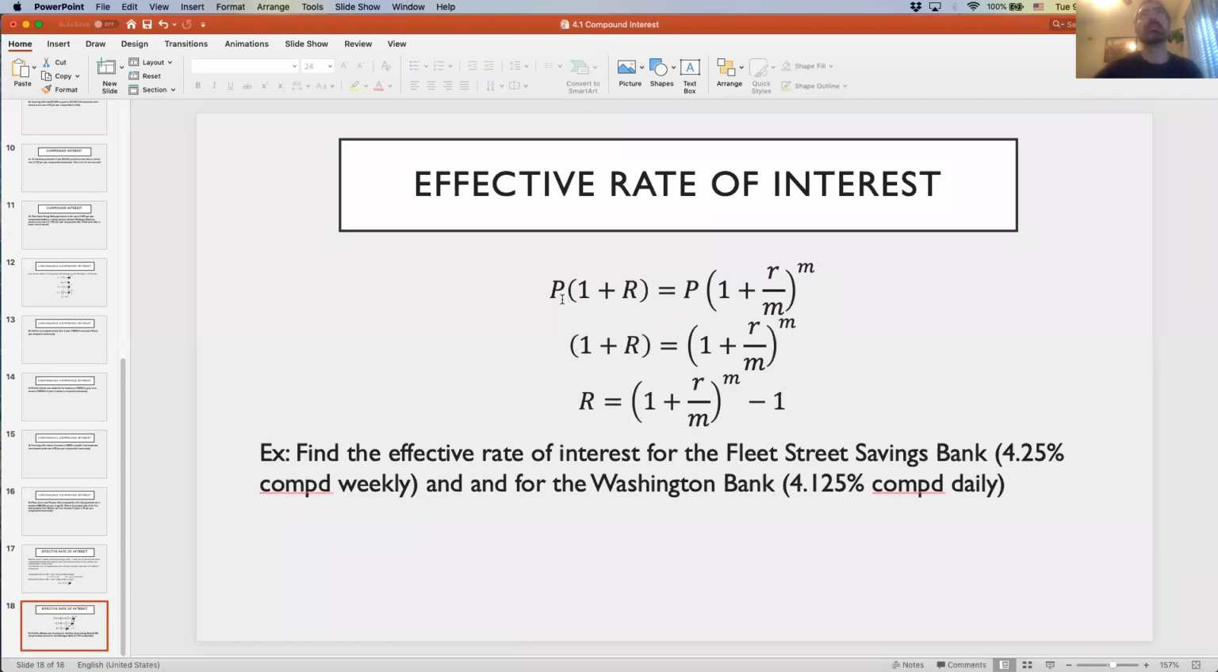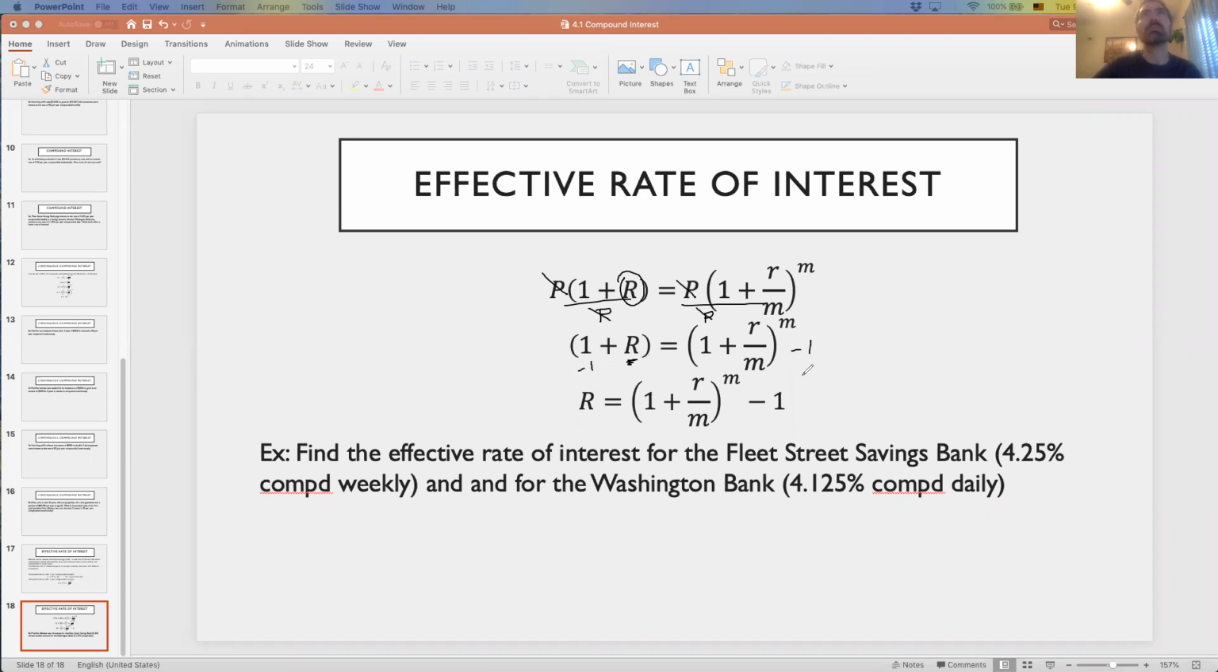All right, here we've set those two equal to each other. P times 1 plus R equals P times 1 plus R over M to the M. And we're going to go through the process of solving for R. So to solve for R, we need to get R by itself. So dividing both sides by P cancels the P on both sides. That gives us 1 plus R equals 1 plus R over M to the M. And then to solve for R, subtract 1 from both sides. And now we've gotten R by itself. R equals 1 plus R over M to the M minus 1.